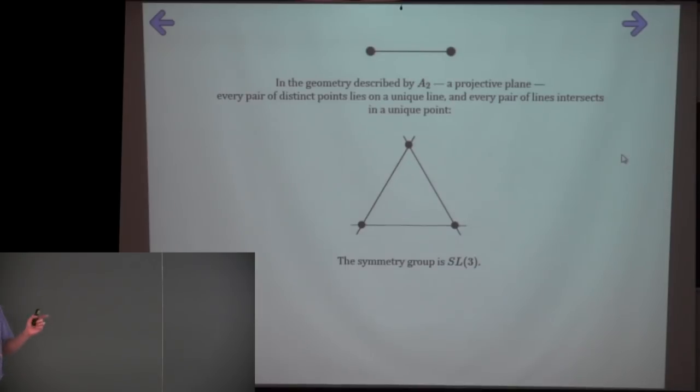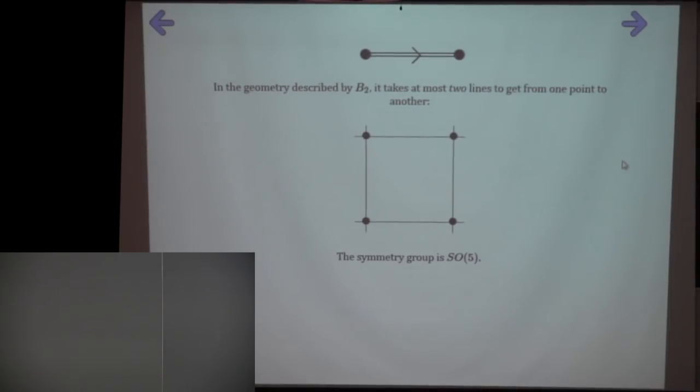To understand the other two Dynkin diagrams that I showed you, we just need to take this picture and change it a little bit. So B2 is a geometry that has points and lines, but it's no longer true that every pair of points lies on a line.